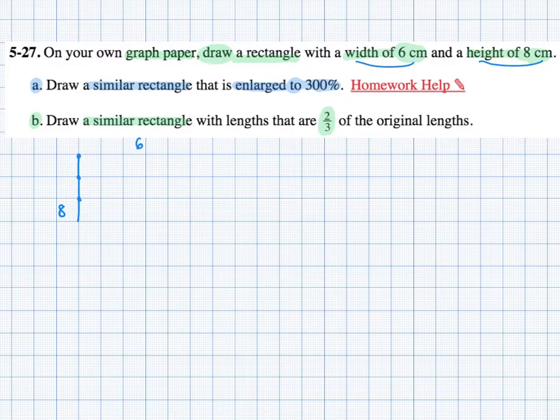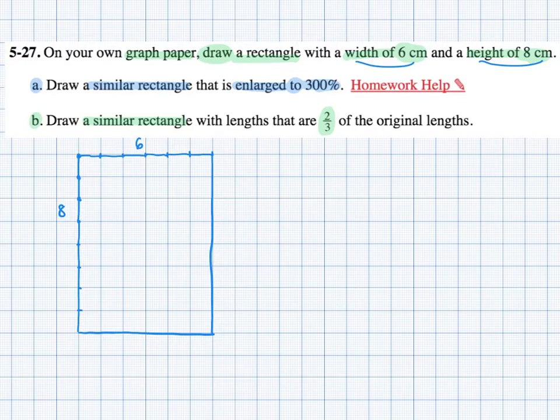Pause the video. So what I did is I drew the dimensions, the length and the width, or they're calling it width and height, and now I can close it. I went 8 in terms of height, or down, and then 6 for length, or they're calling it width in this case. So this one is our original.